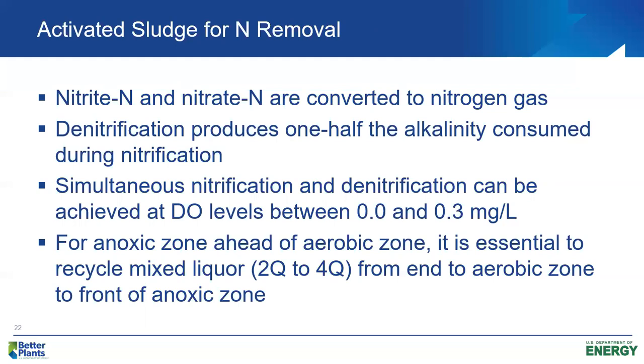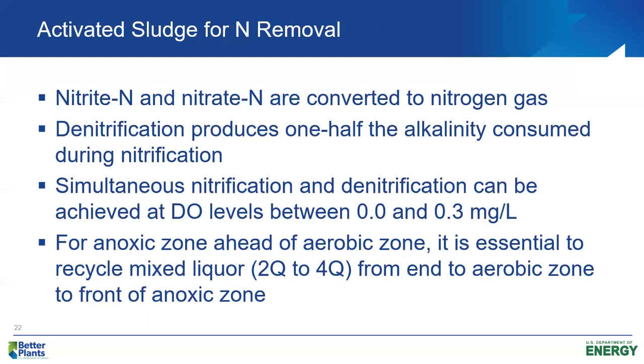When we convert ammonia to nitrate, for every pound of ammonia that is converted to nitrate, that consumes 7.14 pounds of alkalinity. But in denitrification, for every pound of nitrate nitrogen that's converted to nitrogen gas, we'll actually create 3.57 pounds of alkalinity.